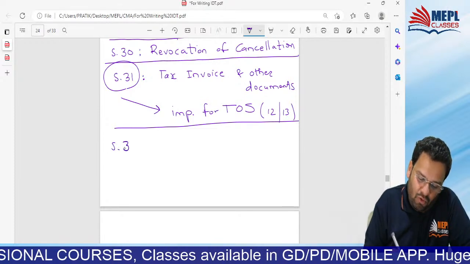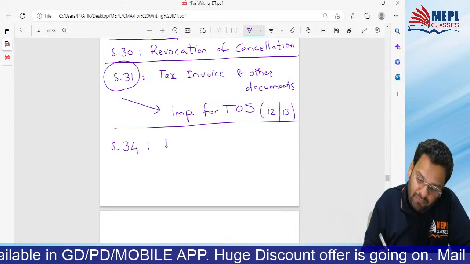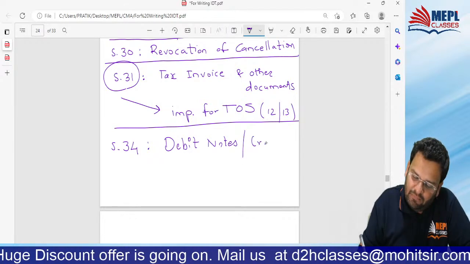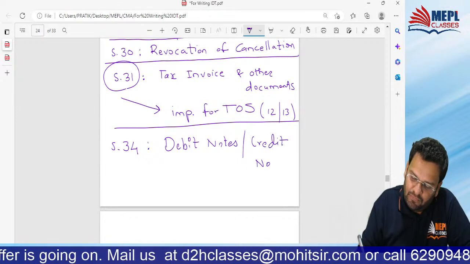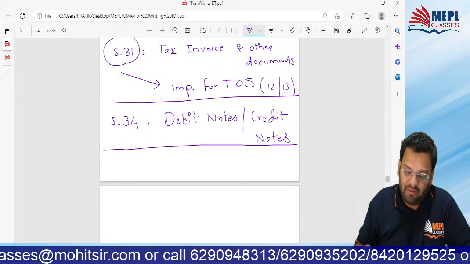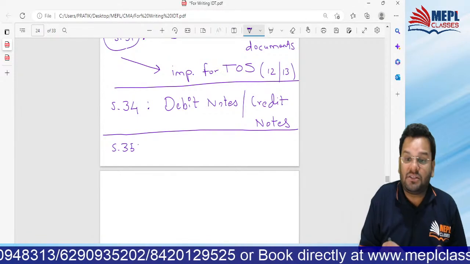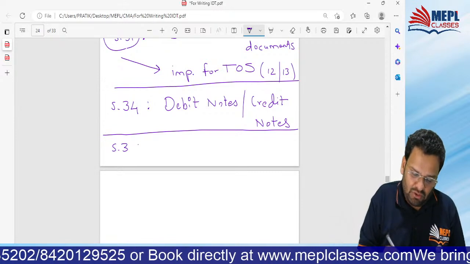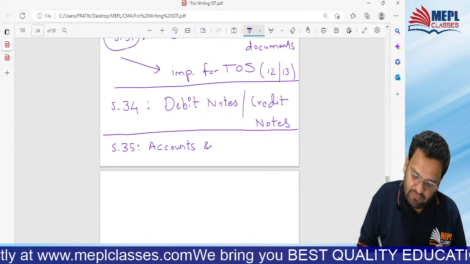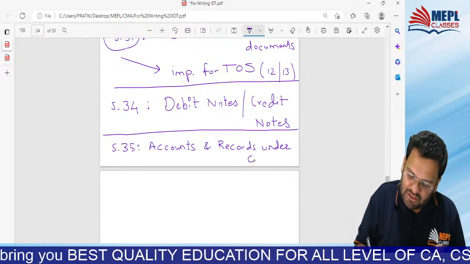Then what is important is 34. 34 talks about two more documents, which are debit notes and credit notes. Okay. Then 35 talks about accounts and records under GST. Agreed?